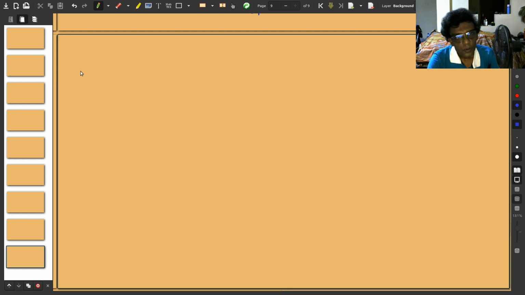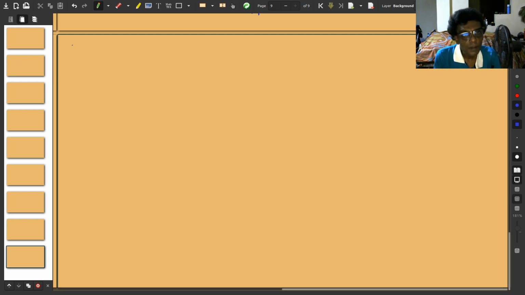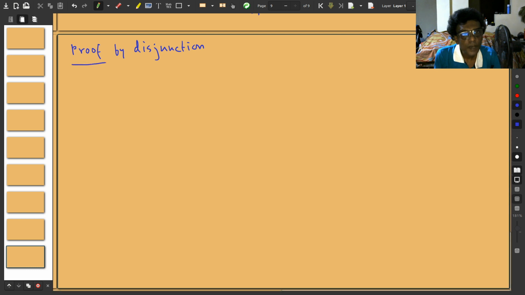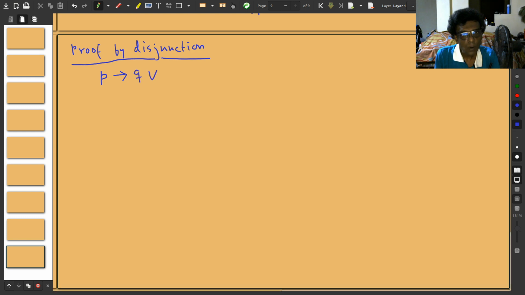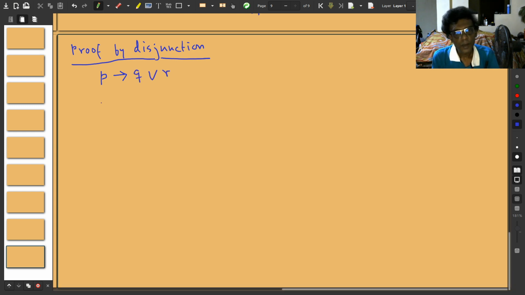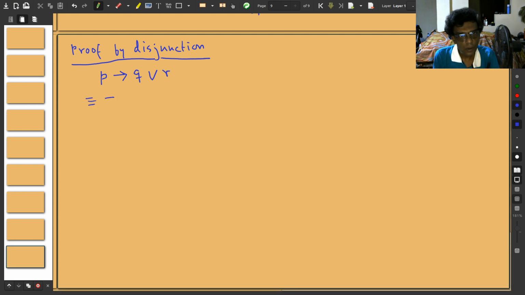Okay. So we have seen examples of things like P or Q implies R. Now I want to do something a little different. I want to prove P implies either Q or R. Then what is the logical implication of this? This is equivalent to not P or Q or R.